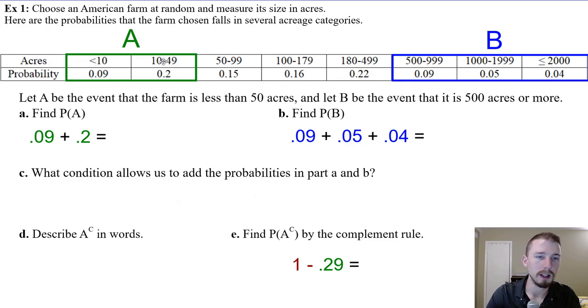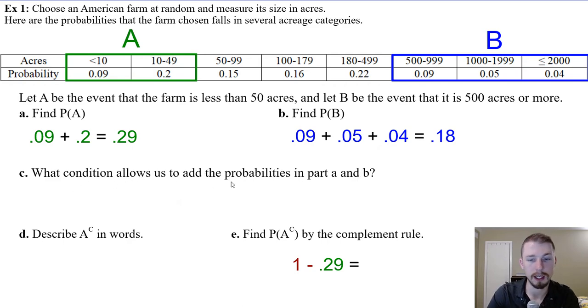Well, because these two events are mutually exclusive, because they're disjoint, there's no overlap, you can't be less than 10 and more than 10, we can simply add those two together, which would give us 29%. Find the probability of event B. Again, these are also mutually exclusive. They're disjoint. You can't be both more than 2,000 and between 1,000 and 999. So we can simply add them together, which will give us 18%.